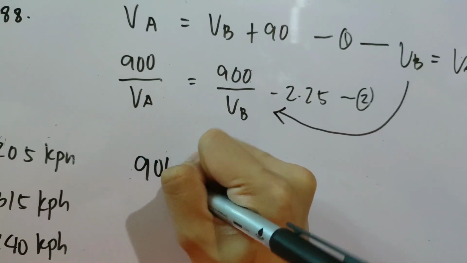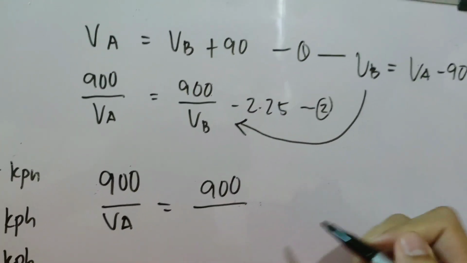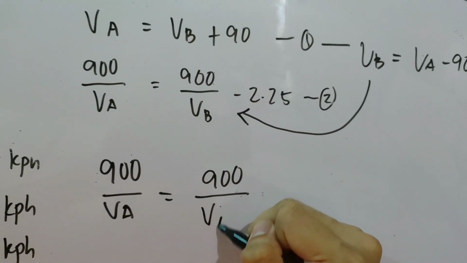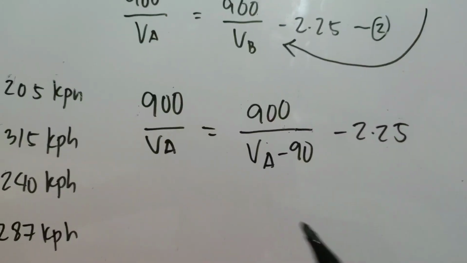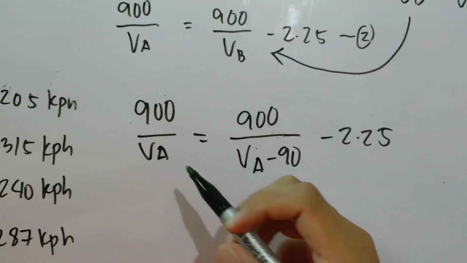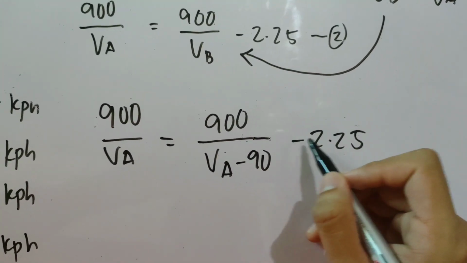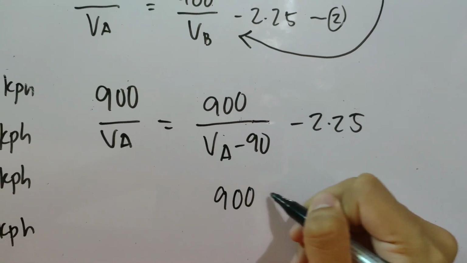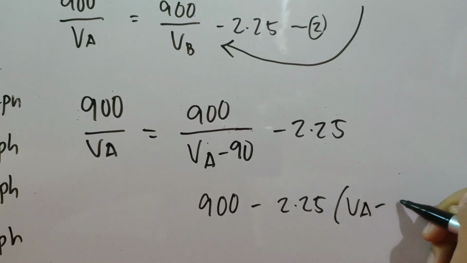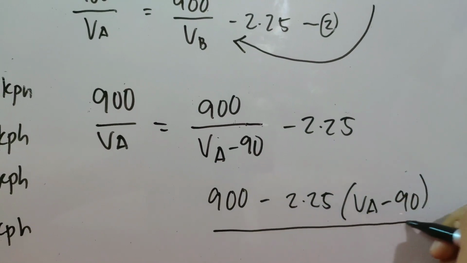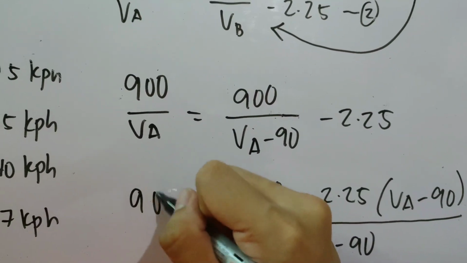So, ito magiging 900 over VA is equal to 900 over VA minus 90 minus 2.25. So, pwede mo na itong i-shift solve sa calculator. Pero ang gagawin natin, isi-simplify lang natin to. Gawin natin iisa tong dalawang terms na to. So, para ma-minus mo to, ito magiging 900 minus 2.25 times VA minus 90 all over VA minus 90 is equal to 900 over VA.